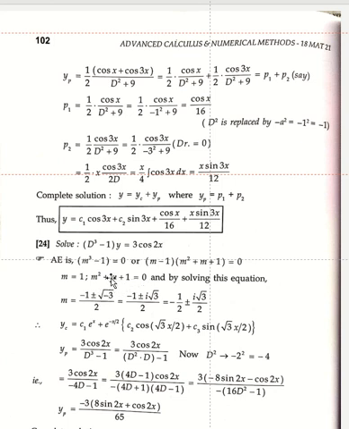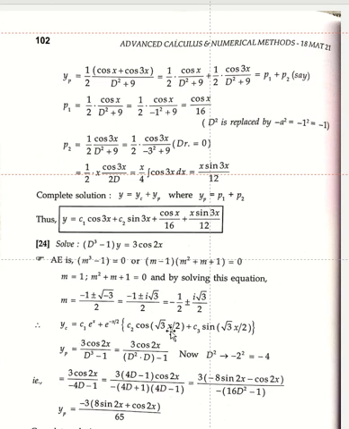What is b square? B square is 1. So 1 square is 1, minus 4 into a into c, and 4 into a is 4, c is 1. Therefore 1 minus 4 is minus 3, divided by 2. Therefore minus 1 plus or minus square root of minus 3, which is i root 3, divided by 2. That is equal to minus 1 by 2 plus or minus i root 3 by 2. This is the root of the auxiliary equation. Or you can directly find the roots of the auxiliary equation by using the calculator.